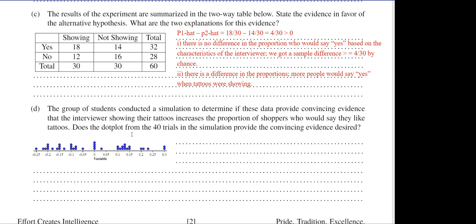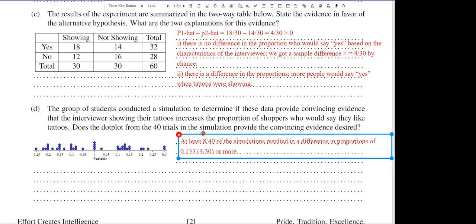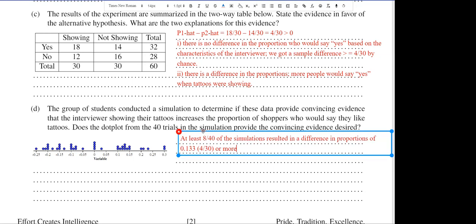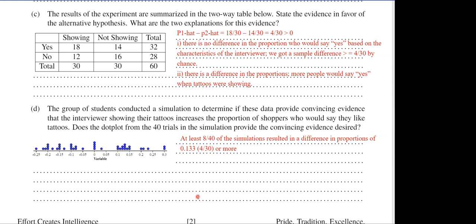Okay, so we have a simulation and it asks specifically about the dot plot, so we have to refer to the dot plot. So in the dot plot, what do we notice? We notice the following, right? We noticed in the dot plot that at least 8 out of the 40 simulations resulted in a difference in proportions of 0.133, or 4 out of 30, or more, right?